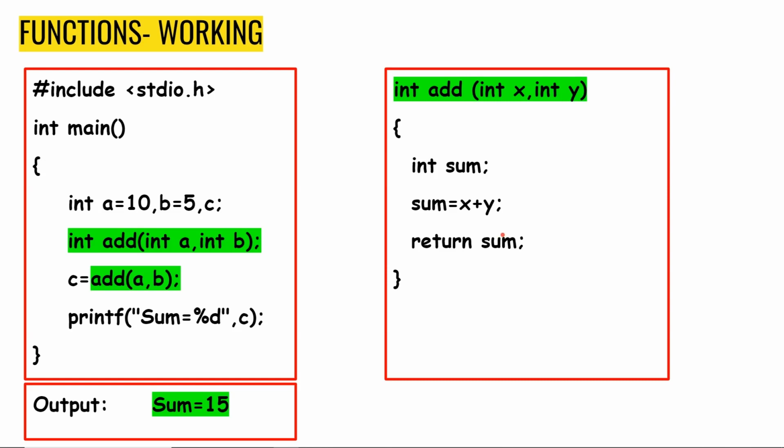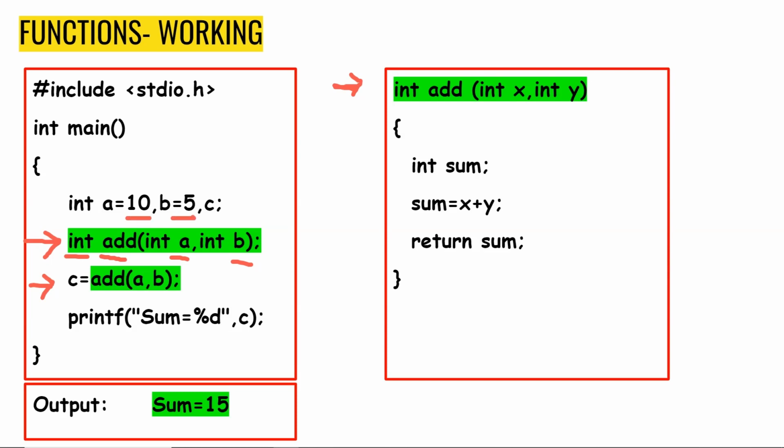So this program writes a subfunction add to perform the sum of two numbers. The three important elements of a function are the function declaration or function prototype, the function definition, and the function call. The function declaration or prototype is given in this statement. The return type from the function is integer. The function name is add. We are going to pass two parameters, a and b, both of integer type. We have initialized the values for a and b as 10 and 5 respectively.